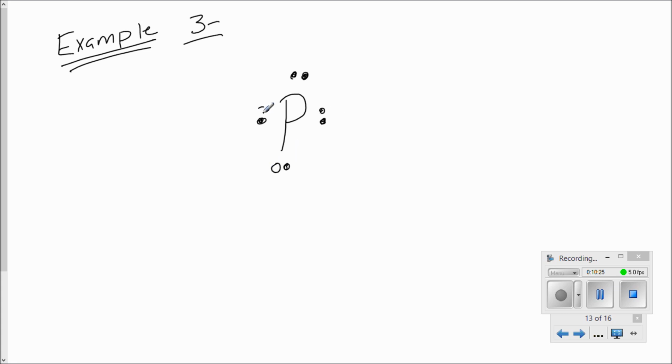So if I gain 3 more, that means I've just gained 3 electrons. That means I have 3 more electrons than I do protons. That means I have a 3 negative charge.